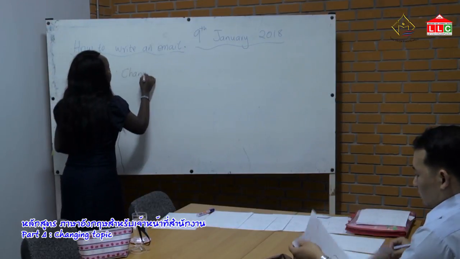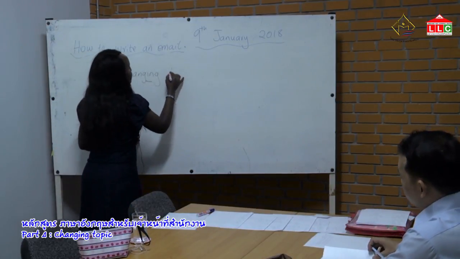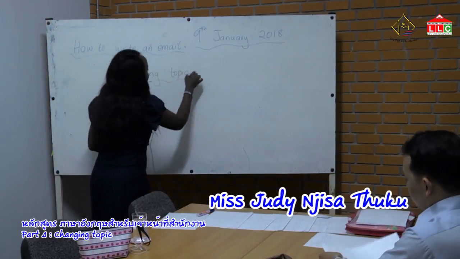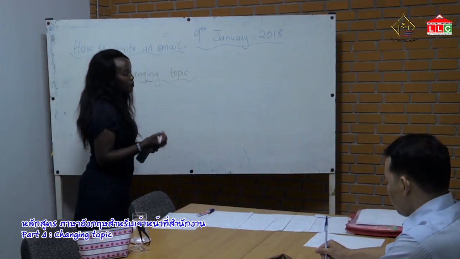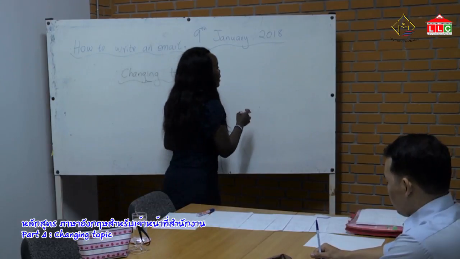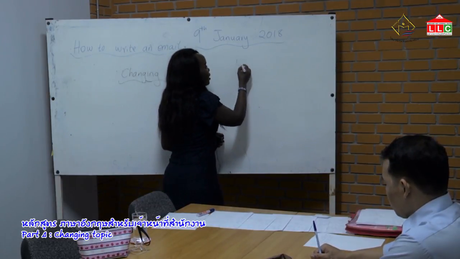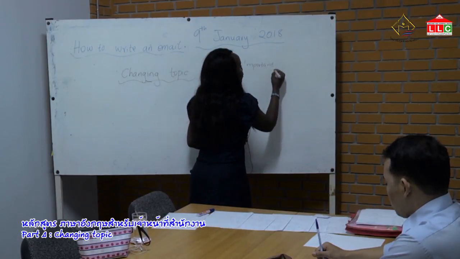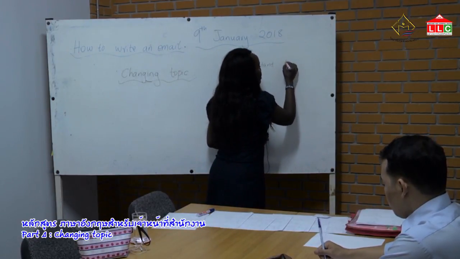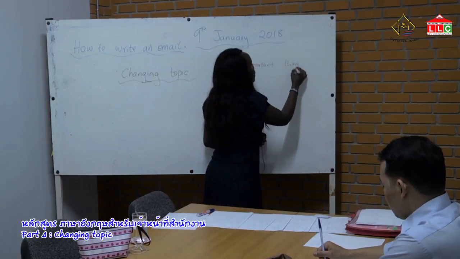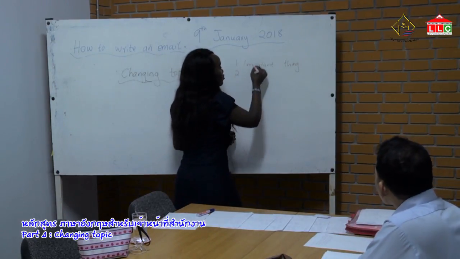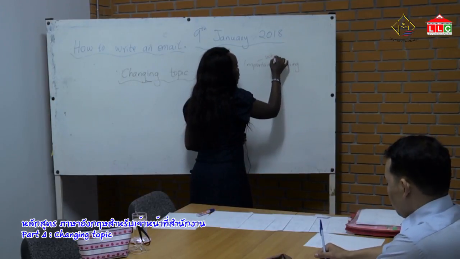When you want to change the topic in an email, when you want to talk about something else. The first thing is the most important thing that you write. So the first paragraph is when you're writing about the most important thing. The second one is when you're writing why you're writing.